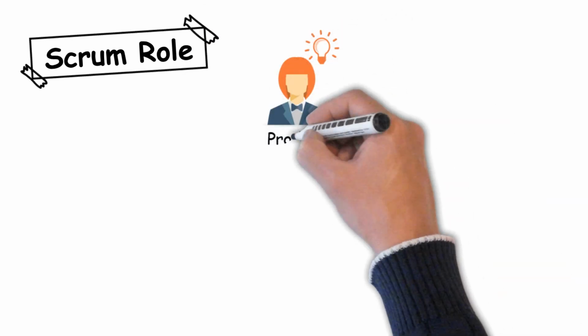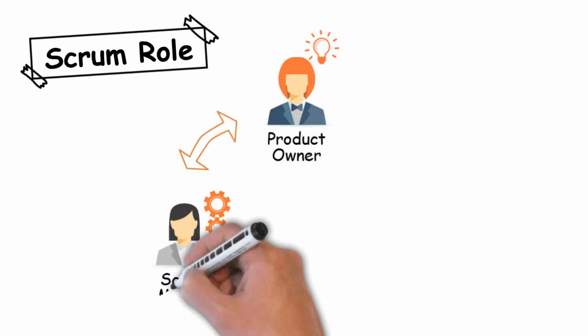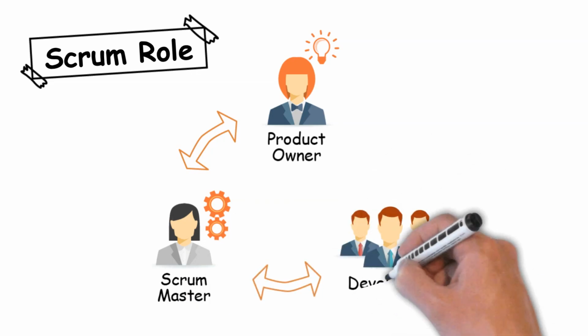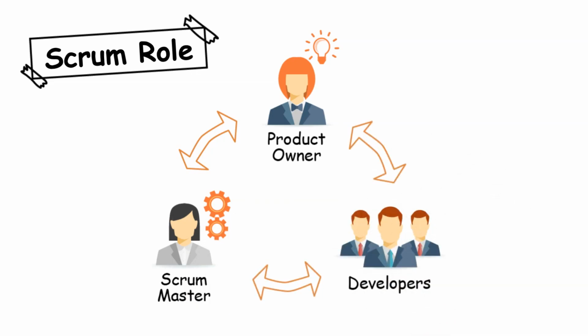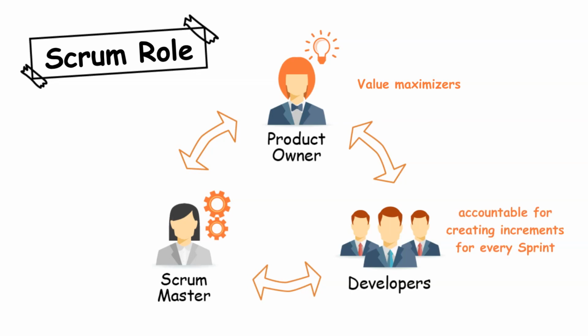Let's begin with roles. There are 3 roles in the Scrum Framework: Product Owner, Scrum Master, and Developers. Product owners are often referred to as value maximizers because they focus on optimizing the value of the work done by the Scrum team. Developers are accountable for creating increments for every sprint that meets the definition of done. Scrum Masters are accountable for Scrum adoption and the Scrum team's effectiveness.